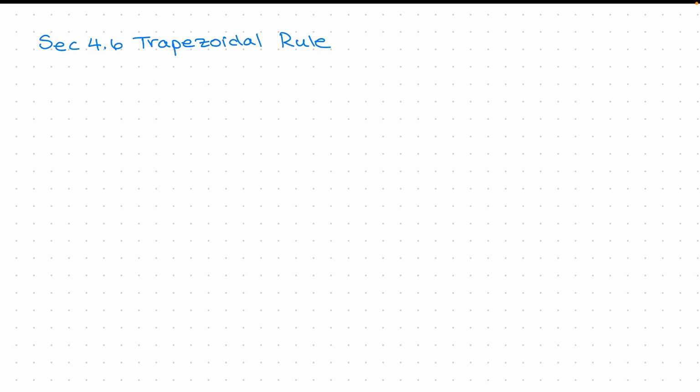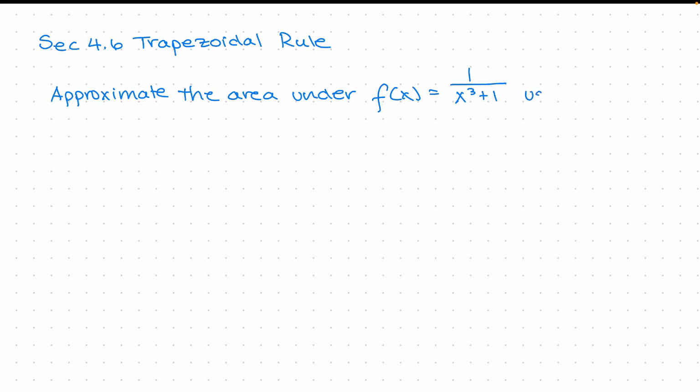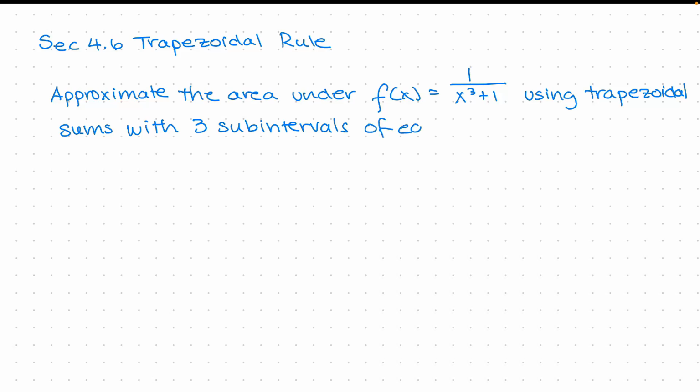Let me pose a problem and we'll see how this works. So we are going to approximate the area under f of x equals 1 over x cubed plus 1, using trapezoidal sums with 3 subintervals of equal width over the interval from 0 to 3.